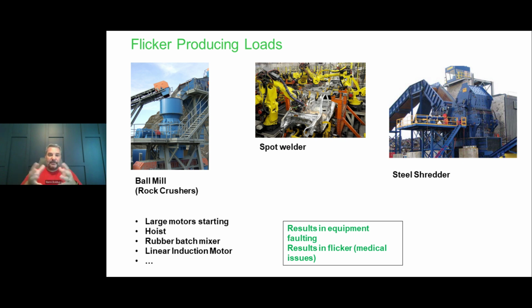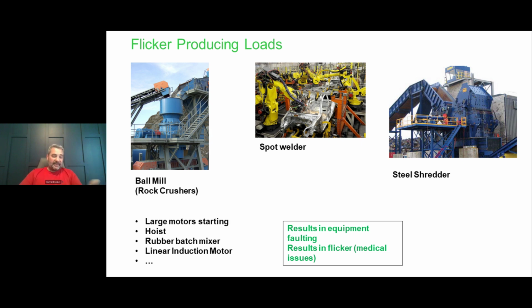A good example is a spot welder. You see that in the automotive industry quite a lot, and I will show you a good example of that. Ball mill crusher, because you have variation of torque on your motor, or a steel shredder, same thing. When you have torque variation, it draws more inductive reactive power during this torque variation, which makes the voltage sag. Another example can be as simple as a large motor starting as well. Most of the inrush current of a motor start is inductive.